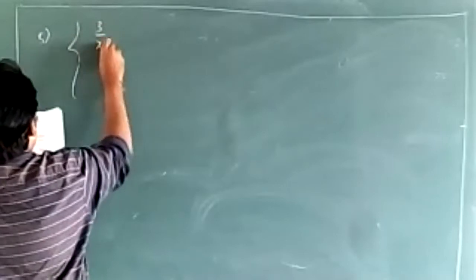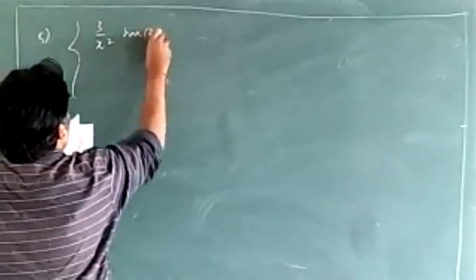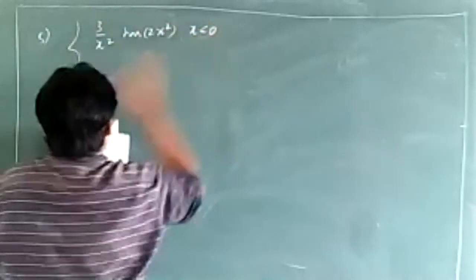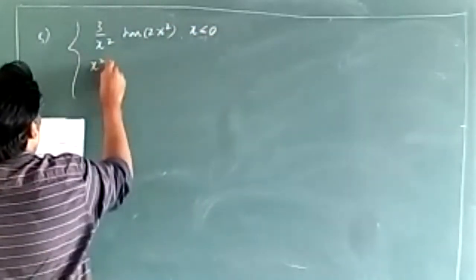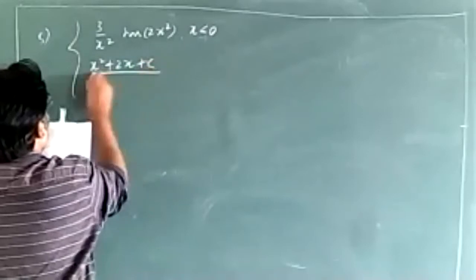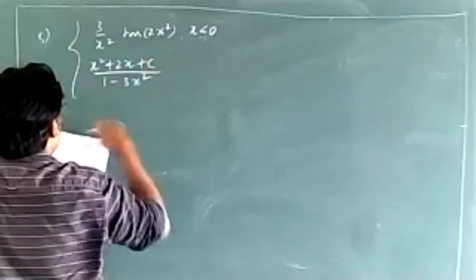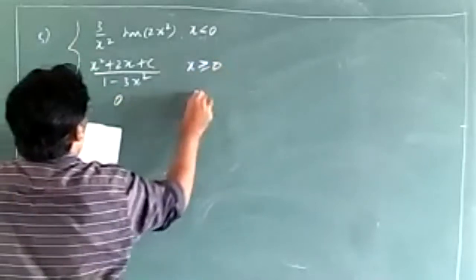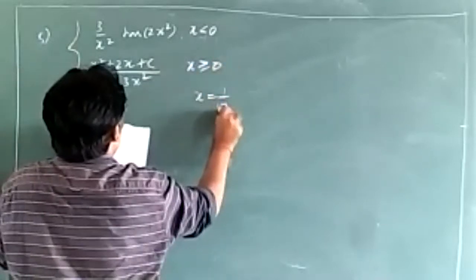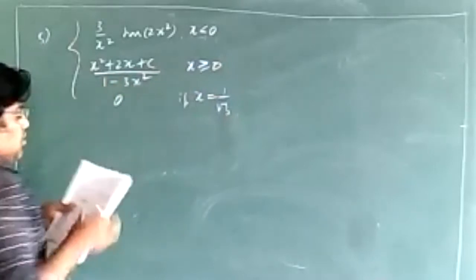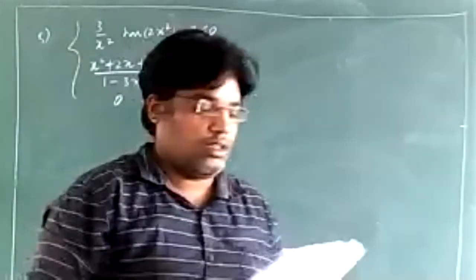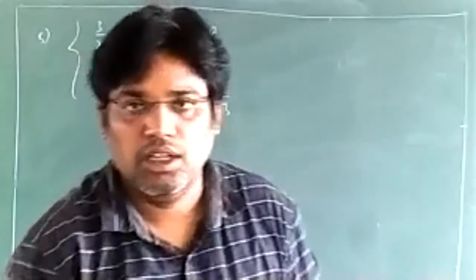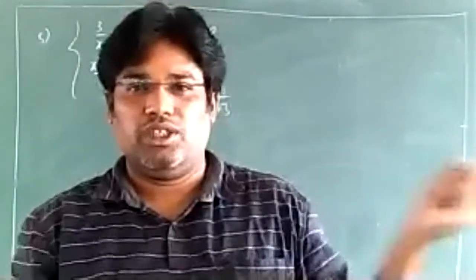3 by x square into sin 2x square for x less than 0. And this is x square plus 2x plus 3 divided by 1 minus 2x square for x greater than or equal to 0. And 0 for x equal to 1 by 2. The question is, in order that f is continuous at x is equal to c, then the value of c is. They are asking at the point x is equal to 0.